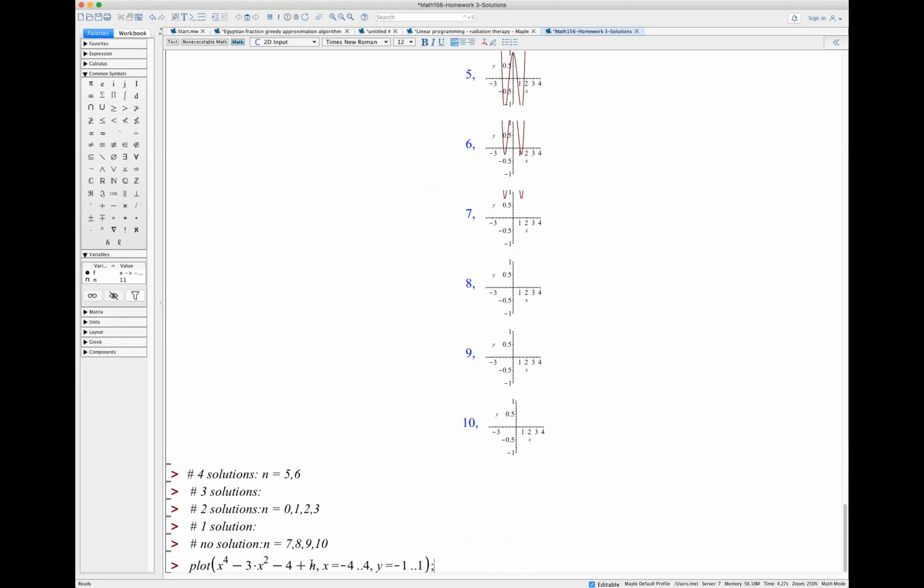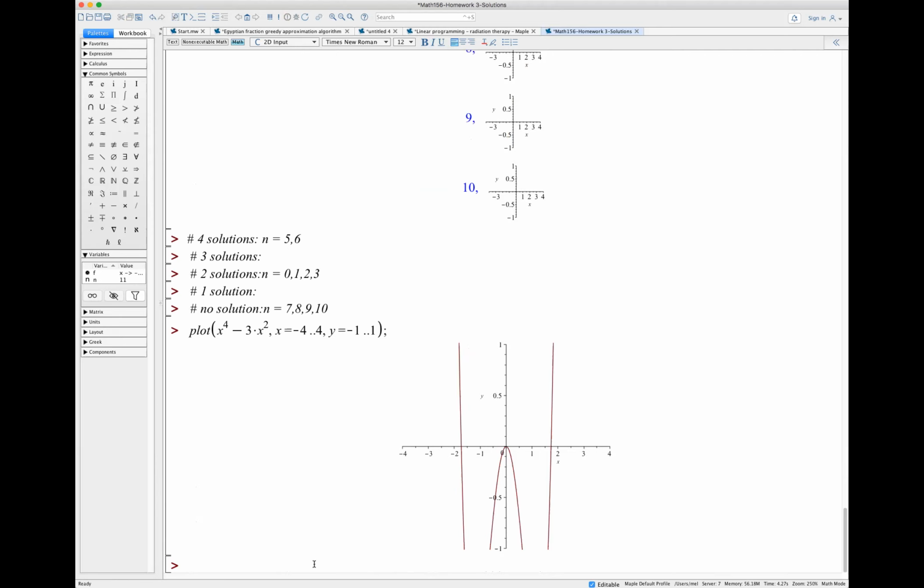When n is equal to 4, aha, minus 4 plus 4 is 0. It crosses there exactly one place. So three solutions at n equal 4. So those are the answers. And we're done.